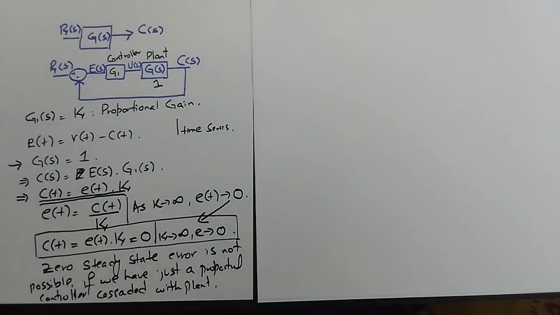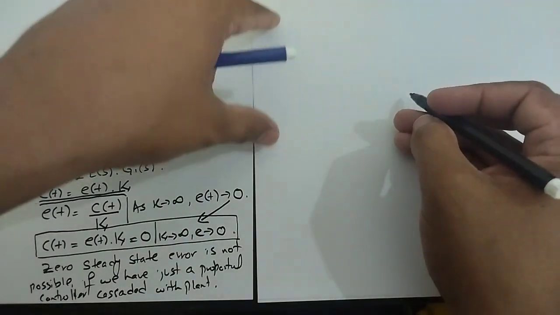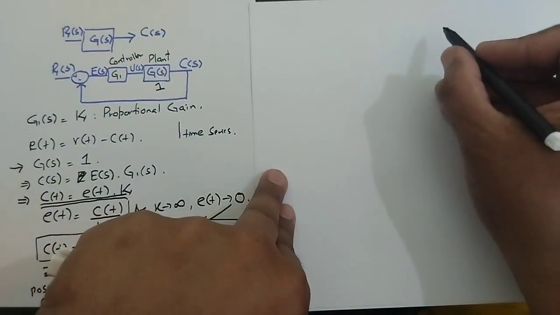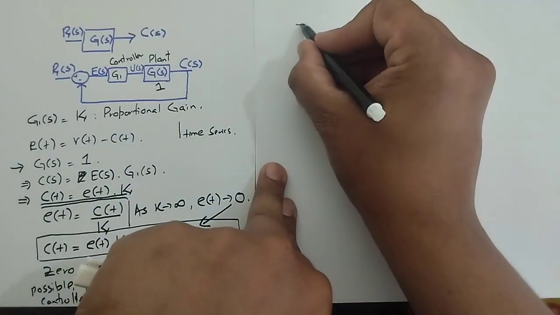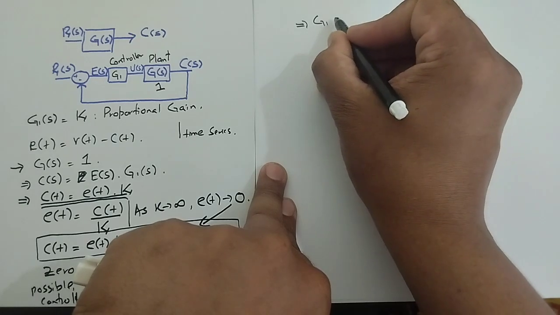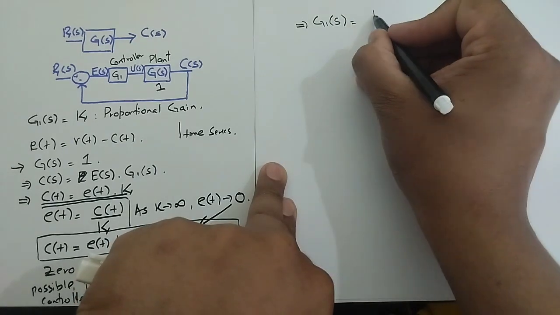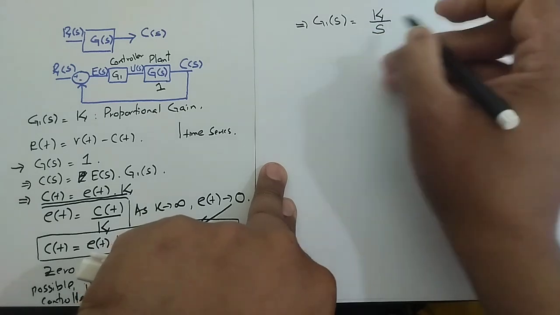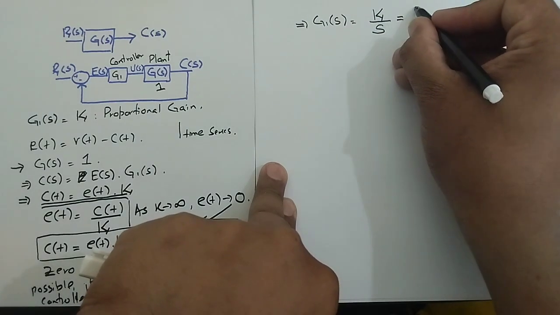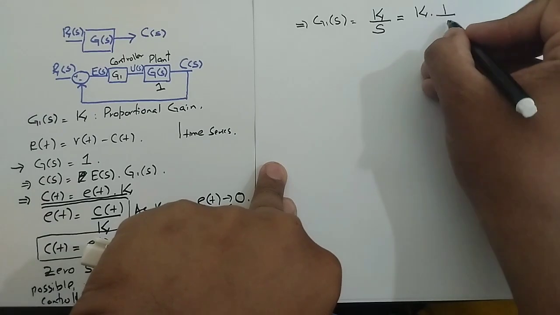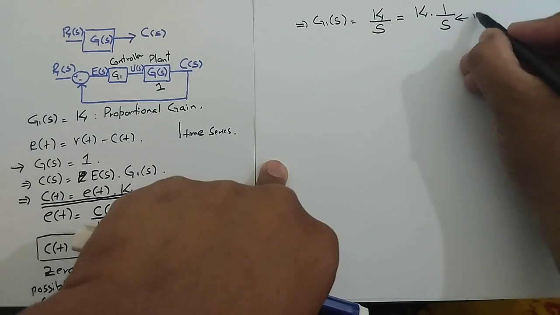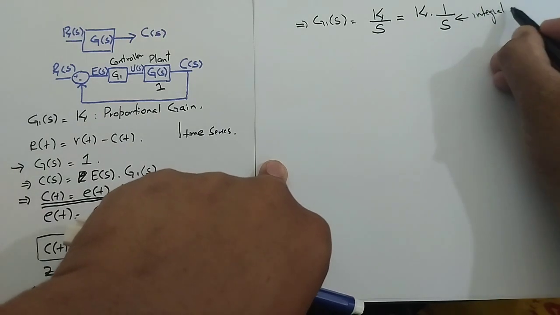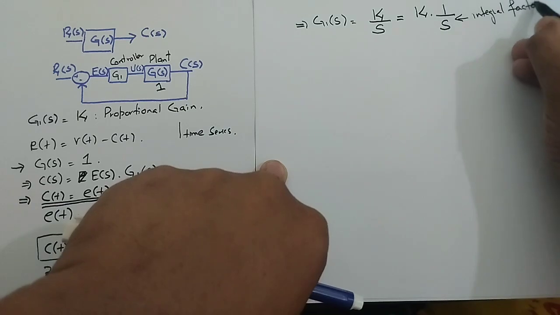So what is the remedy for this kind of behavior? We will make a simple adjustment to our controller transfer function: we are going to select G1 of S equal to K by S. Or to make it a bit more illustrative, we can write K into 1 by S. So this 1 by S factor is the integral factor that we want to incorporate into our existing system.